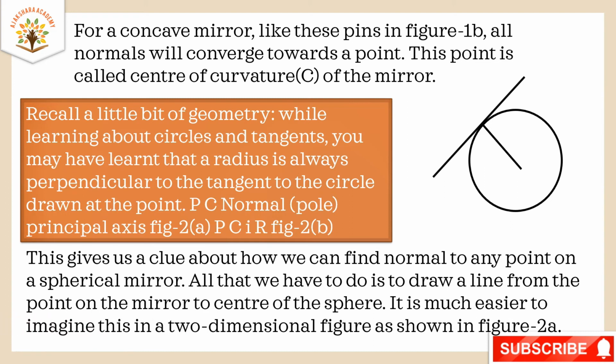For a concave mirror, like these pins in figure B, all the normals will converge at a point. This point is called the center of curvature of the mirror. So this represents the center of curvature. Here is a little bit of the mathematical part. We are taking a circle, and this is the tangent. This is the radius. Tangent is nothing but a line which touches this point. From here to this is the center, and from here to here is the radius. Okay. Next.